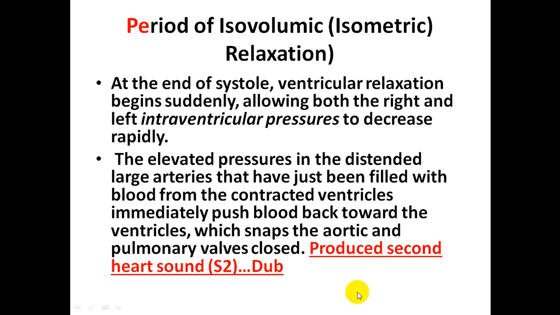So now the function of these aortic and pulmonary valves is to prevent blood backflow from the large arteries to the ventricle at the end of systole. This snapping of the semilunar valve produces the second heart sound, a high frequency sound, what is called "dup" when heard by stethoscope. So the second heart sound is the closure of the semilunar valve, while the first heart sound is the closure, not the opening, of the AV valve.